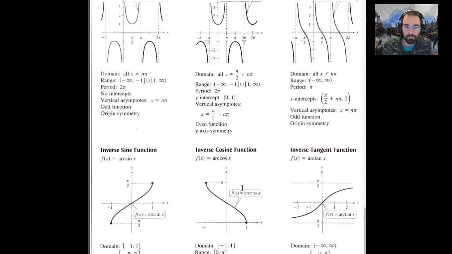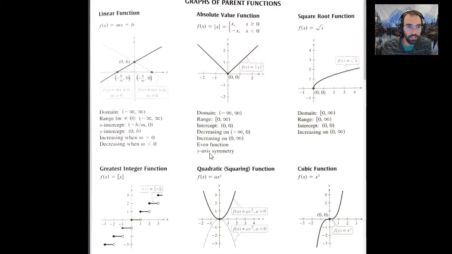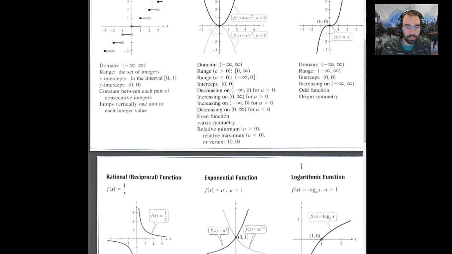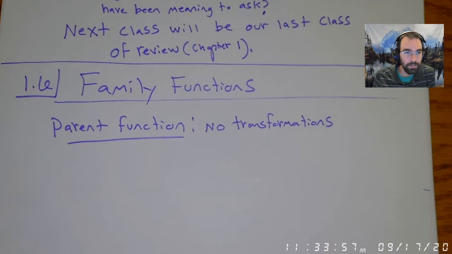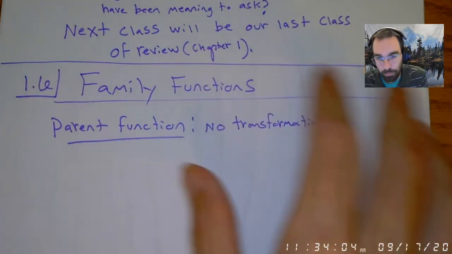And the inverses, okay? So for right now, what you need to know, because this is going to be on our midterm, is linear, absolute, square root, quadratic, cubic, rational, exponential, and you should be looking at log, okay? So that's it for 1.6. Does anybody have questions? Oh, that's not it for 1.6.